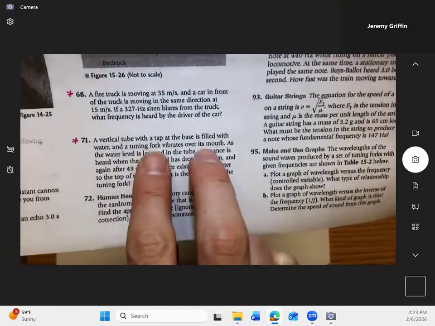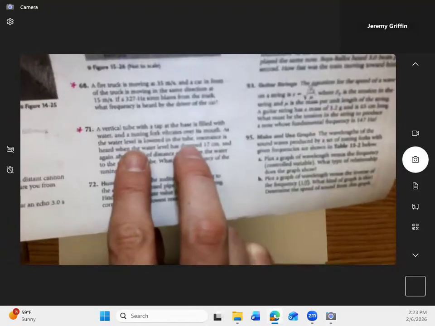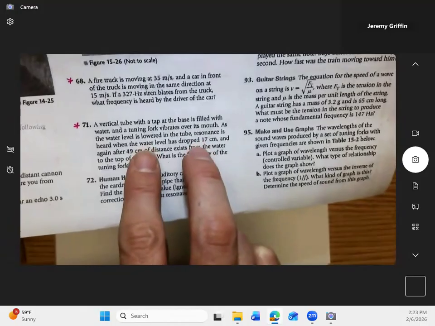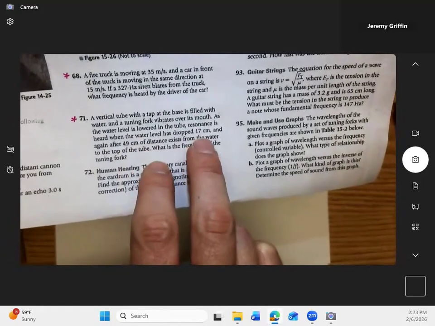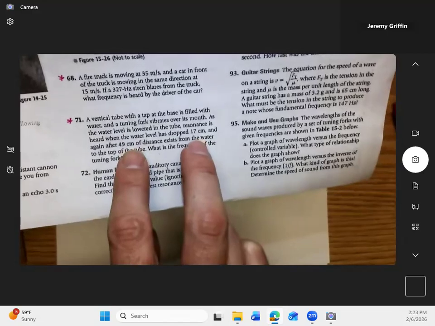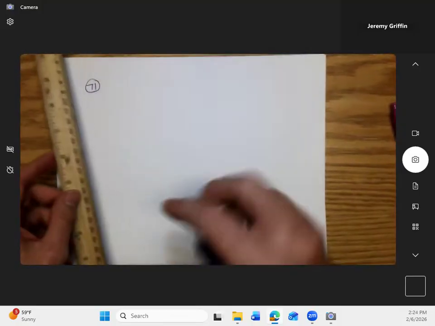A vertical tube with the top open and base is filled with water and tuning forks vibrate over the mouth. As the water level is lowered in the tube, resonance is heard, just like you guys did with your lab. When the water level is dropped at 17 centimeters and then at 49 centimeters, what is the frequency of the tuning fork? So let's get a picture here.